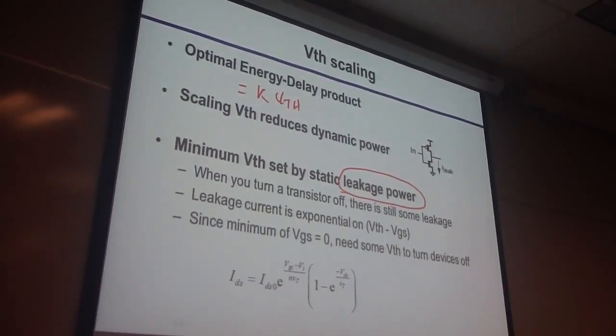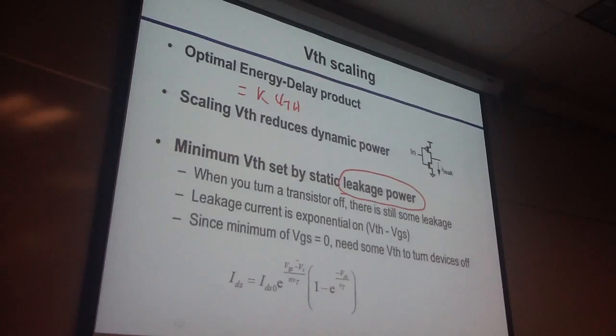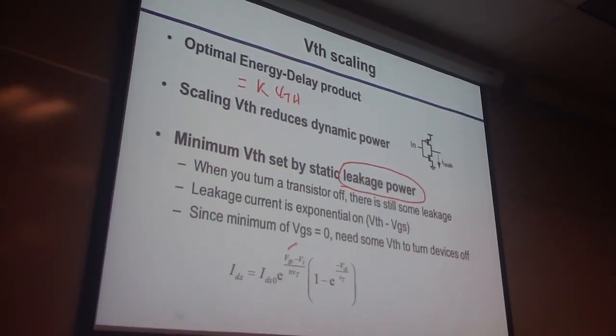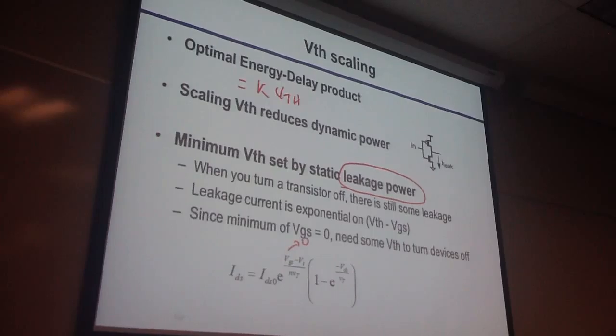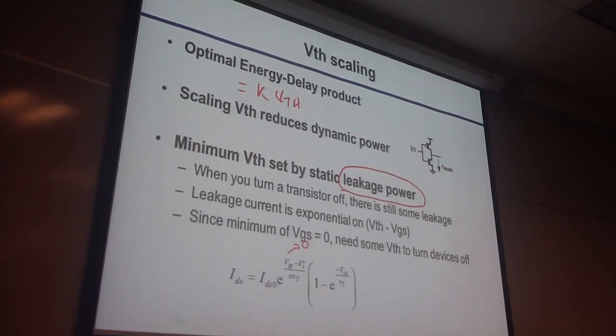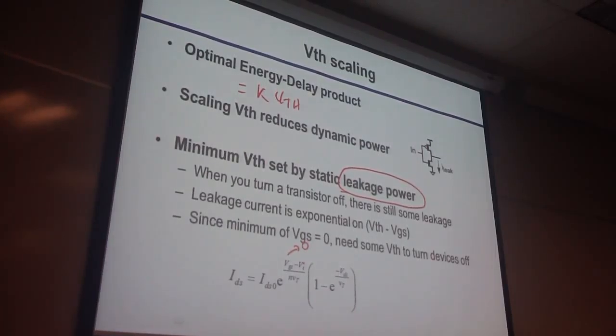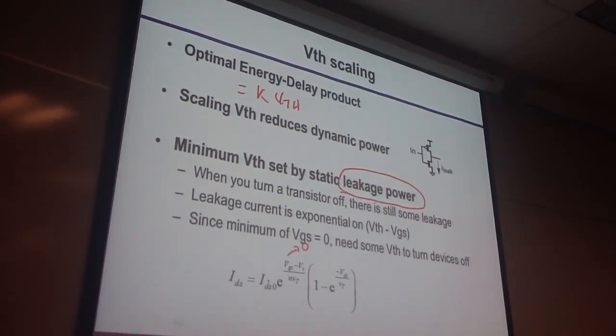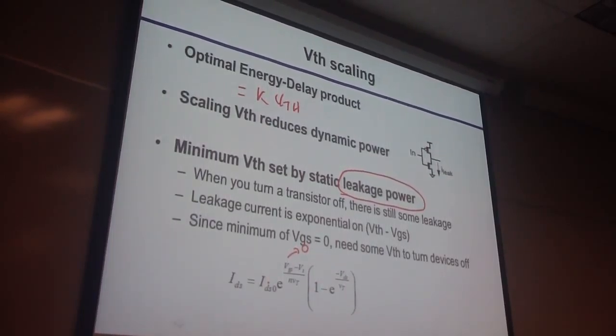So it's what happens here, right? It's the fact that leakage, when sub-threshold, when VGS is 0, has an exponential dependence on VTH minus VGS. So if this number decreases, this number shoots up exponentially. So eventually it doesn't work. So you have to have some threshold voltage. Optimally speaking, you have to have some threshold voltage. Do you understand?